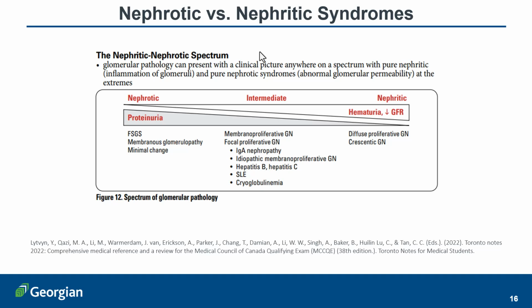The point being is that it is a spectrum. On one side you have the nephrotic syndrome, on the other side you have the nephritic syndrome, but it's really a spectrum, and some individuals can have features of both the nephrotic and the nephritic syndrome.